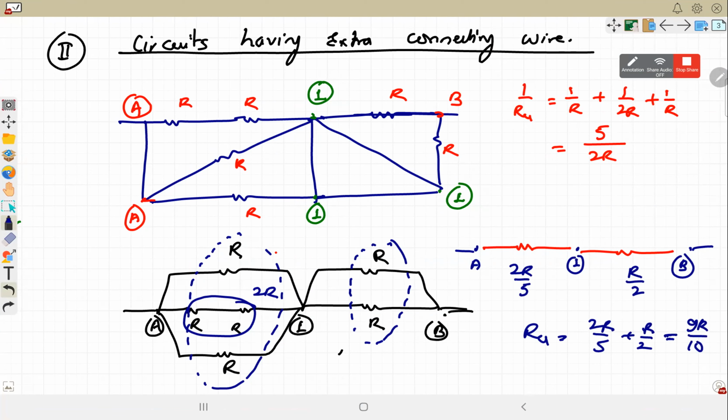9R by 10. So in these cases, when there is extra wire, that wire means there is zero potential drop. Zero potential drop means both the points will be at same potential. Both will be given the same number.